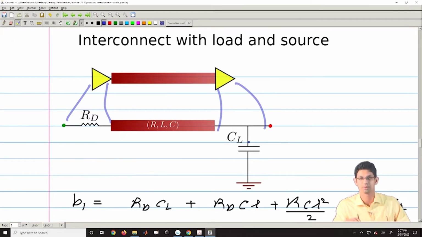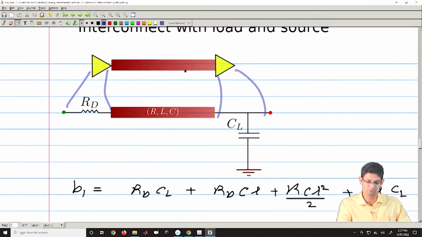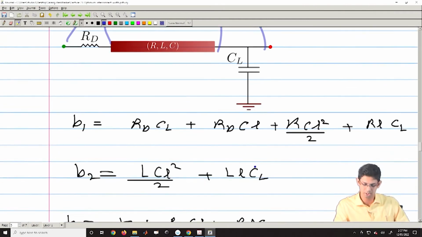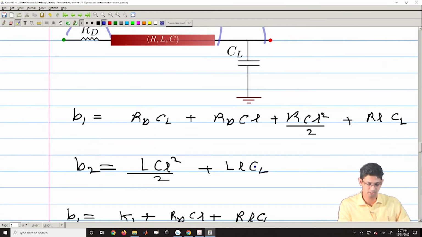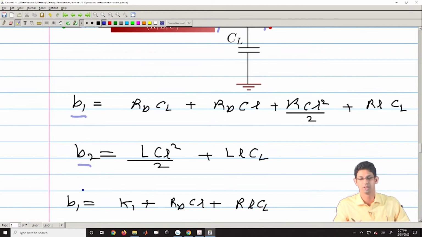So, this is your load capacitance as we have done. Now, for an RLC interconnect with a source resistance and load capacitance, we have already seen in previous lectures what will be your B1 and B2. So, just based on that analysis, let us try to infer how this delay would change.